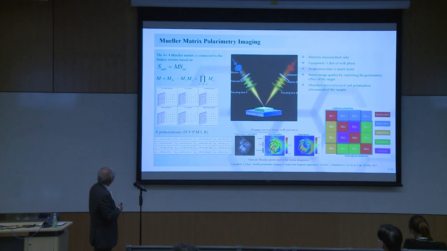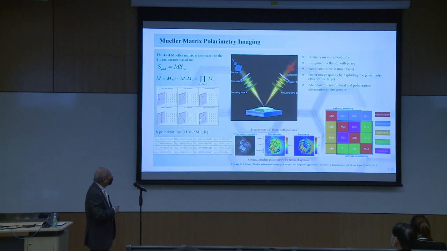So to improve the imaging quality, we can make use of so-called Mueller matrix polarimetry imaging. You can see that by computing the Mueller matrix, we can delineate the information of the samples. Each pixel of the sample is characterized by a 4x4 matrix called the Mueller matrix. To exploit the polarimetry effects, we need 36 combinations of the polarization of the incident wave and the receiver wave.